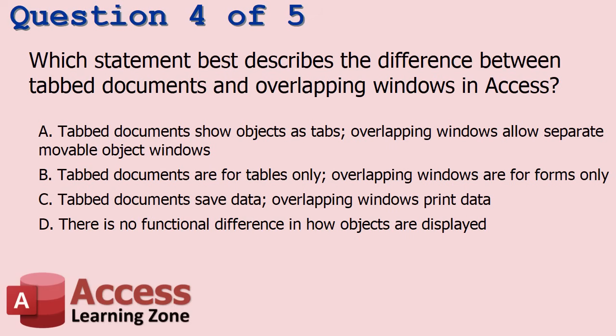Question 4. Which statement best describes the difference between tabbed documents and overlapping windows in Access? Tabbed documents show objects as tabs, whereas overlapping windows allow separate movable object windows. Tabbed documents are for tables only, overlapping windows are for forms only. Tabbed documents save data, overlapping windows print data, or there is no functional difference in how objects are displayed.